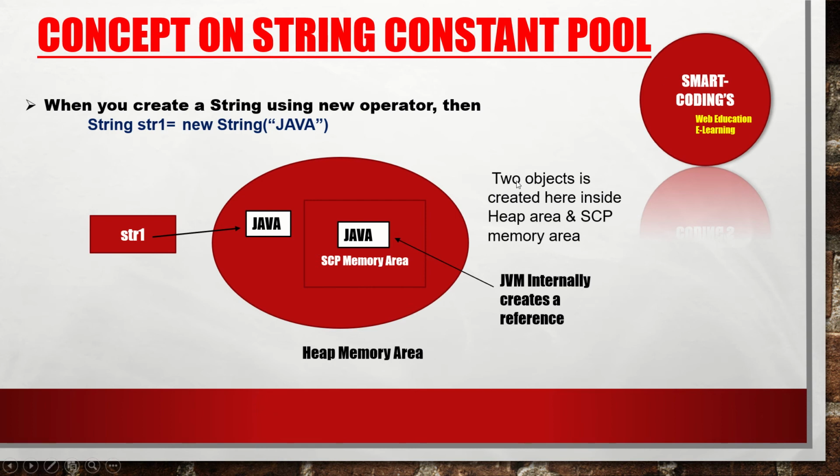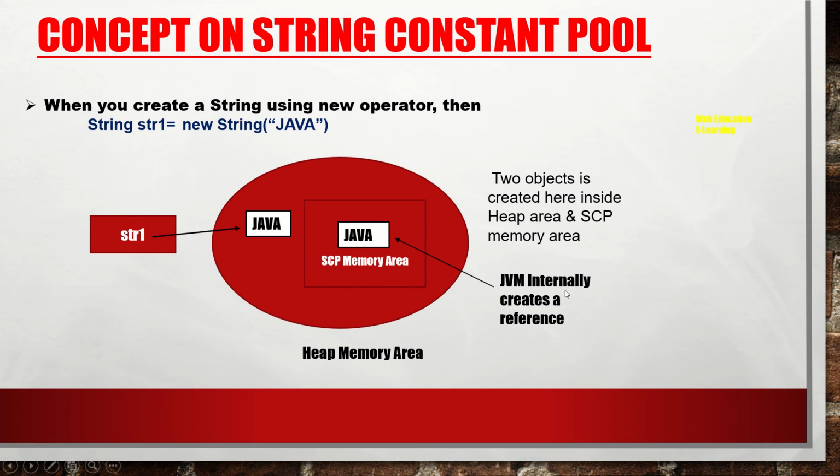So two objects are created here, as I've written here, and for this string object which is inside the SCP memory area, a reference will be created like this by JVM itself. We don't create it; it will be created by JVM itself internally. JVM internally creates a reference like this. Suppose this string object inside a heap is pointed by str1, but for the object which is created inside the SCP memory area, the reference is created by JVM internally.